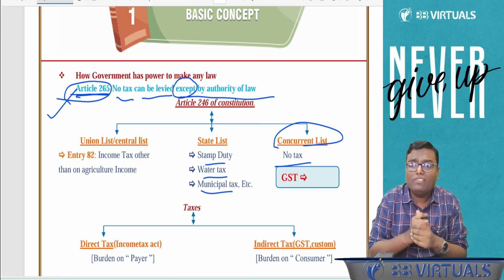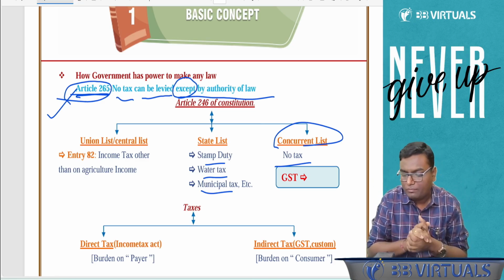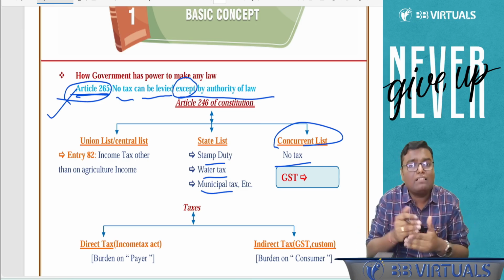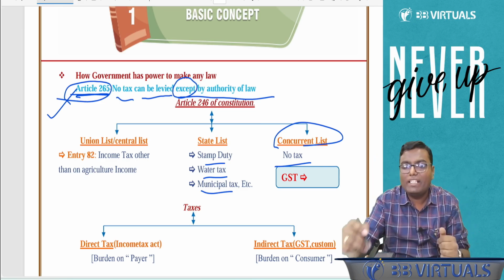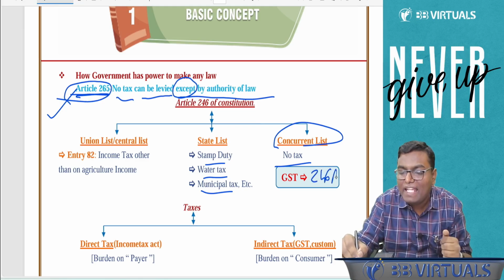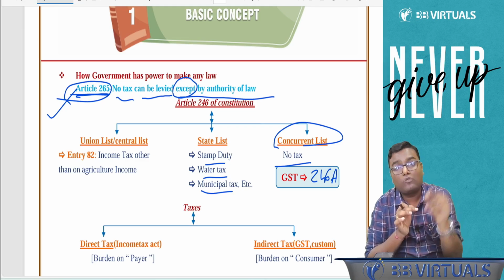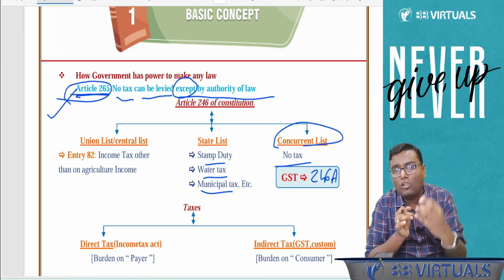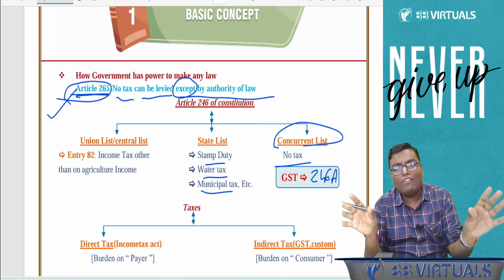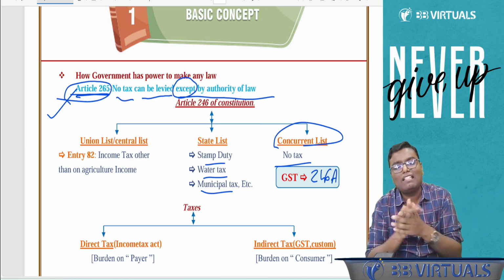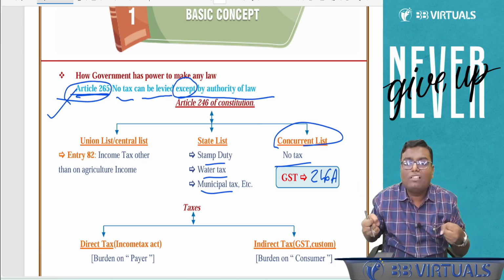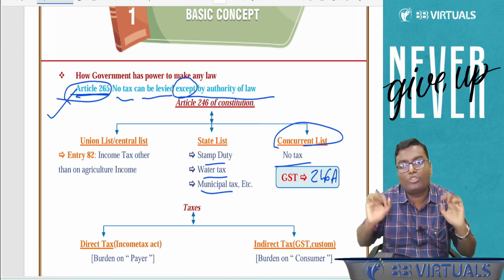In 2014, when the BJP government came into the picture, it amended the constitution and brought an article called Article 246A. Article 246A gave the power to central government to bring an act called GST, wherein two kinds of acts will be there, CGST Act and SGST Act, and two different governments will charge their respective portions.